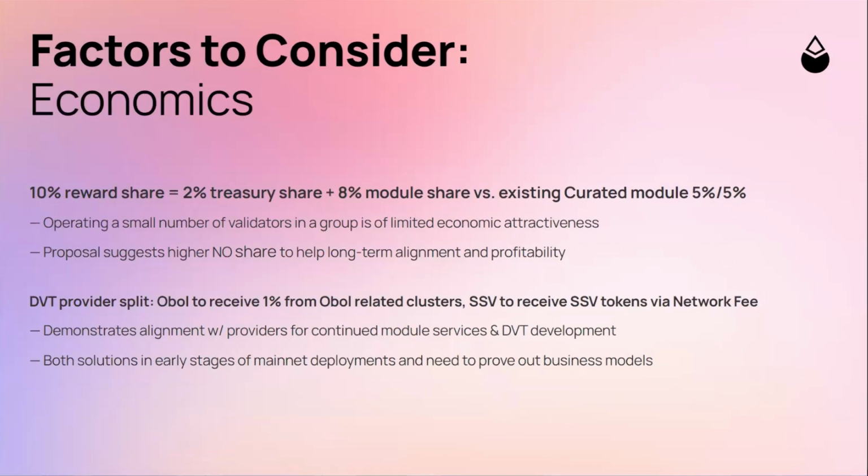So a few factors to consider and to talk about a little bit more in depth here. First would be on the economic side of things. I mentioned before, there'd be a 10% reward share and 90% of rewards going to stakers. Of this 10% reward share, 2% would go to the treasury, and then an 8% module share, which we'll talk about. This is compared to the existing curated module, which has a 5% and 5% split. And so there's a few things to really think about here that are different when operating as a DVT node operator versus maybe a solo staker.